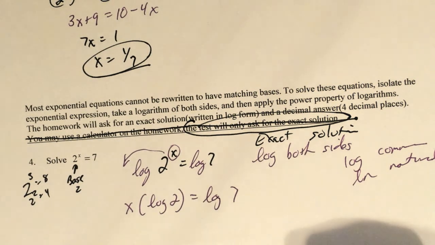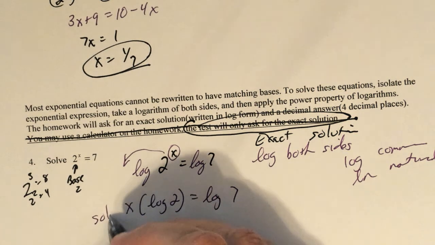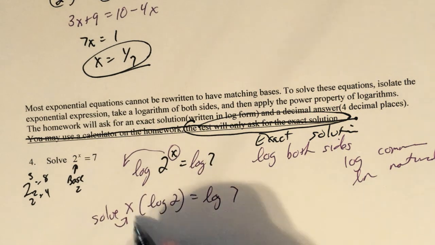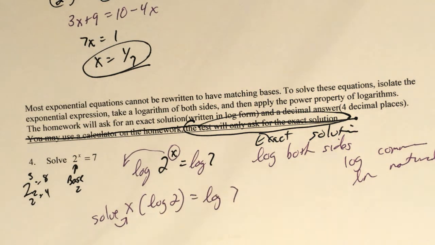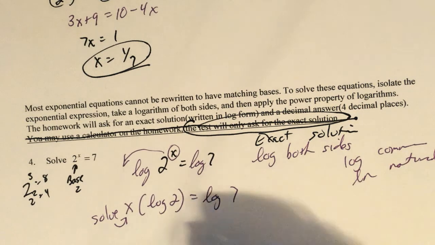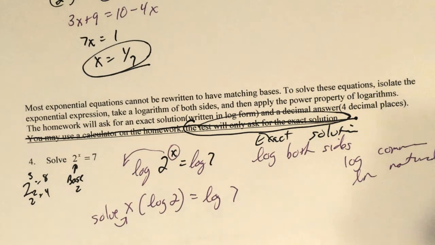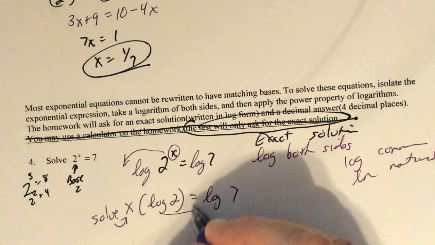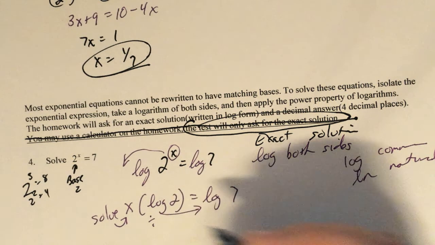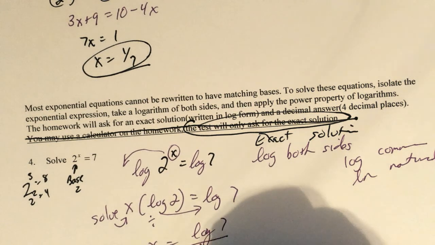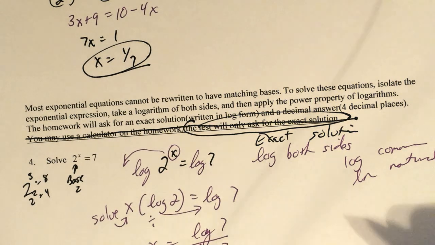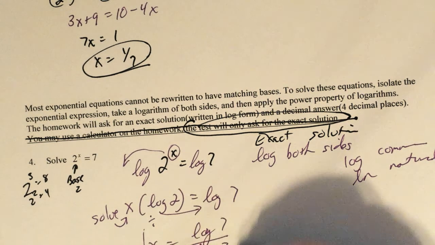Okay? Now, I want to solve for x, right? So this is x times the common log of 2, which is actually a number, it's a decimal. But what I want to do is get rid of this. I'm going to move it to the other side. Well, how am I going to do it? We're going to divide. So x is going to be the log of 7 over the log of 2. Okay? Now this is what we call exact.